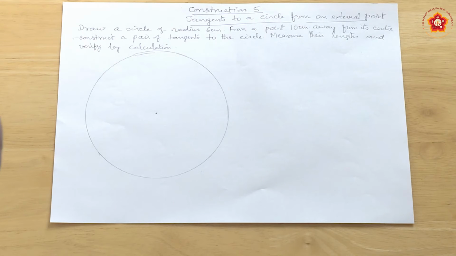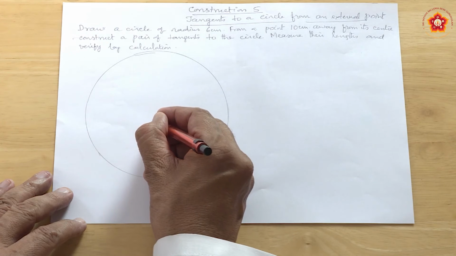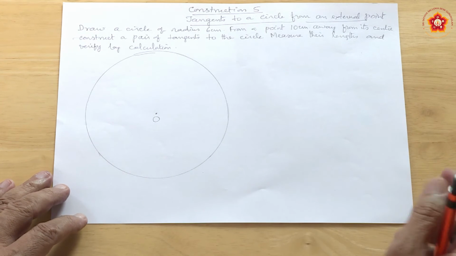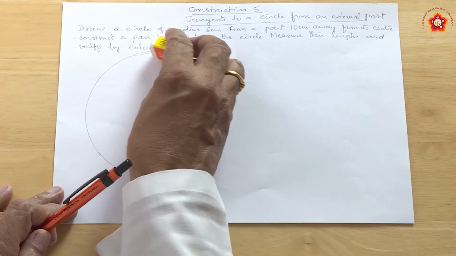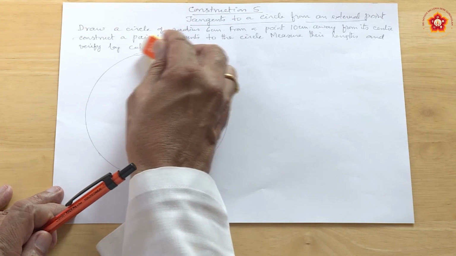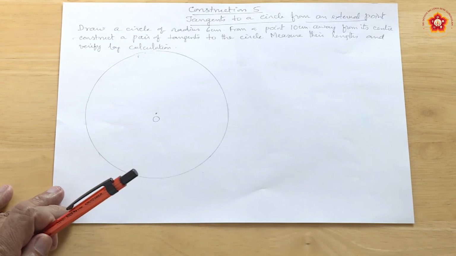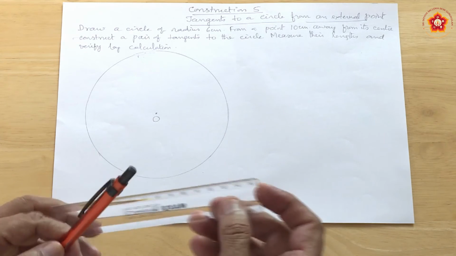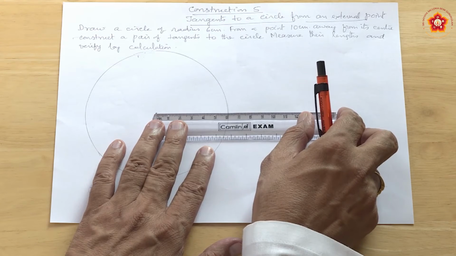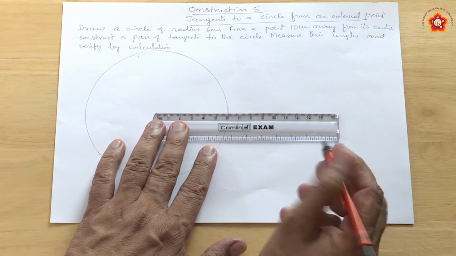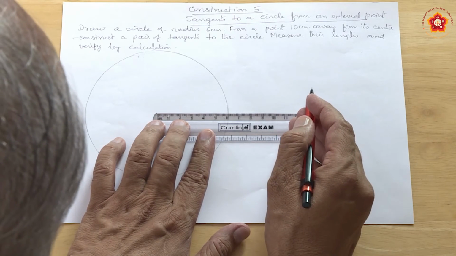Now from the center O, draw a line. How much distance? 10 centimeters from the center. So keep a scale anywhere you can draw, maybe on the top or below or wherever. For convenience, we are taking it on the right side.